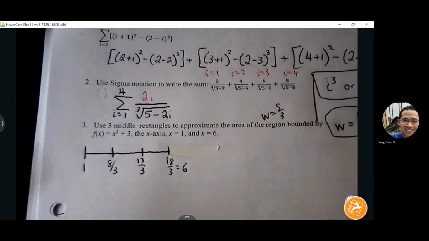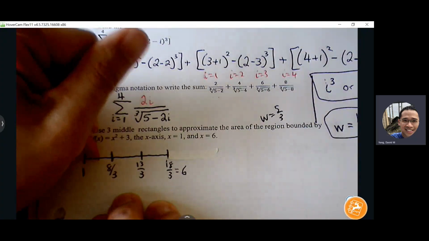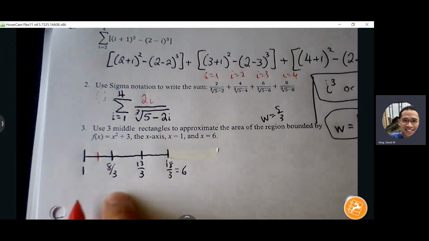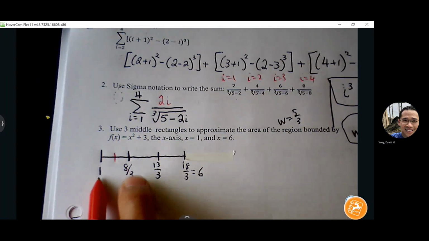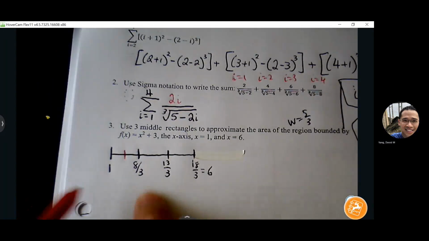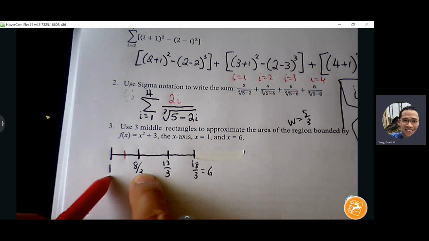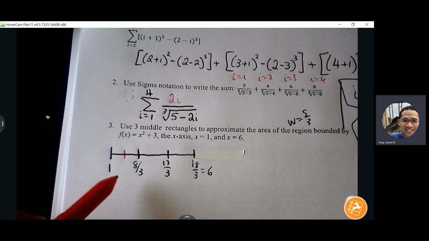But it's not asking for left and right, it's asking for the middle. So we have to find something between these two values. Right. So how do I find what's between 1 and 8/3? Find the average, right? How do you find the average of two numbers? Add them and divide by 2, right? So if you, in your calculator, do 1 plus 8/3, which is 11/3 divided by 2 will give you 11/6.